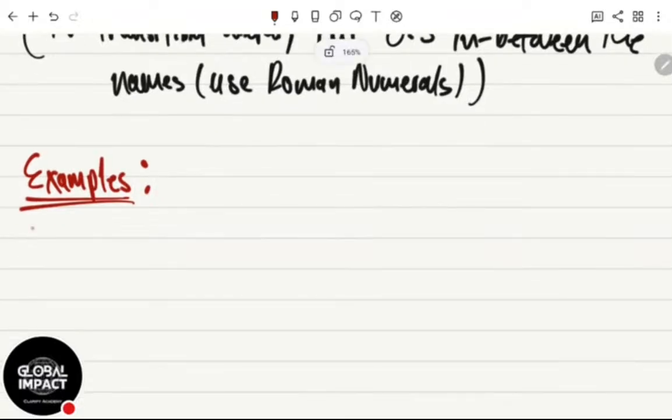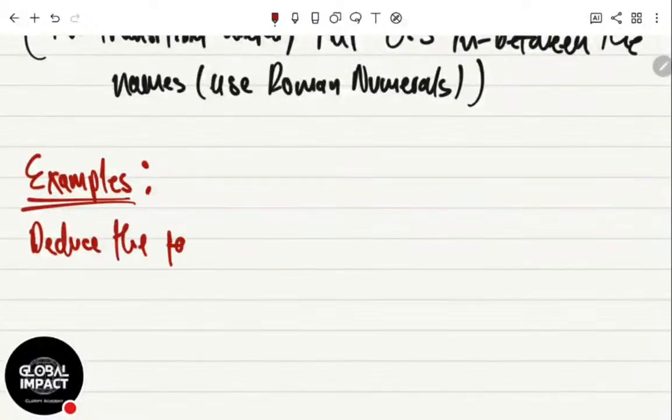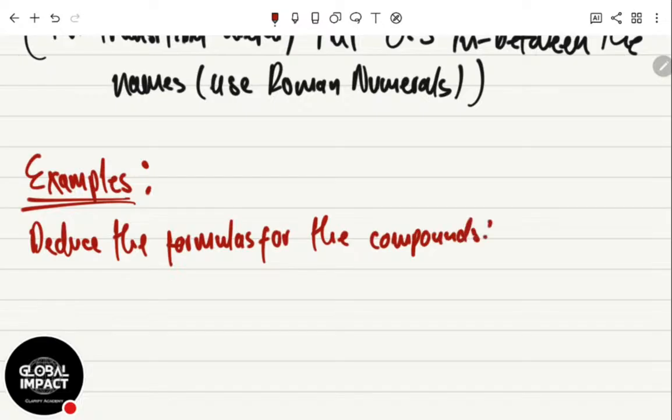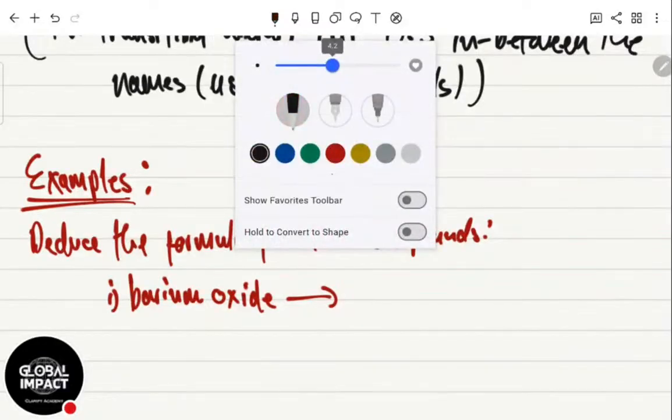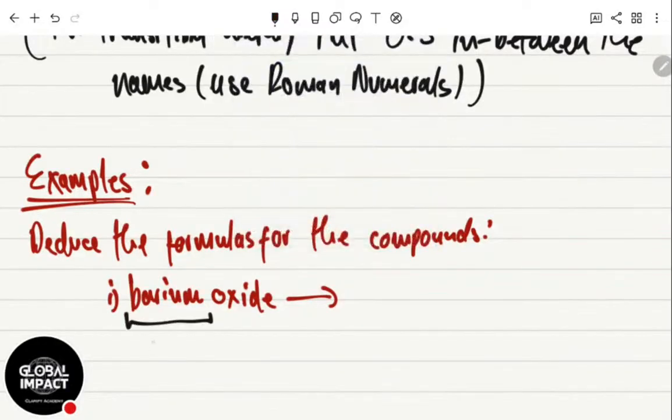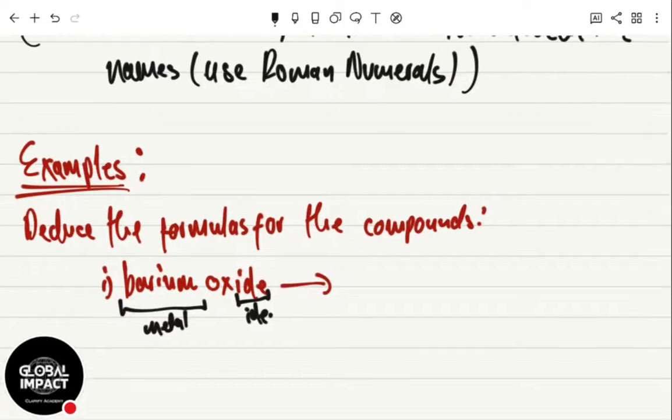Example number one. Let's say they say deduce the formulas for the compounds. Then we say barium oxide. We want to deduce the formula of barium oxide. Now, point number one, we see that the name of the metal has come as it is, unmodified. Then we saw that the name of the non-metal ended with ide. So obviously, this is going to be something with only two things. It's binary, but now we want to put its formula.